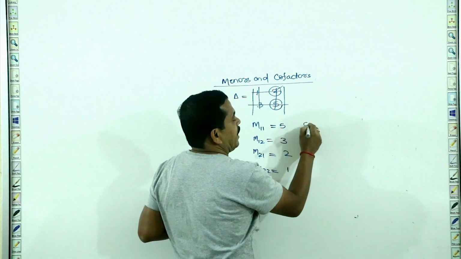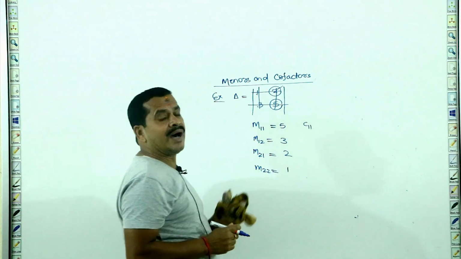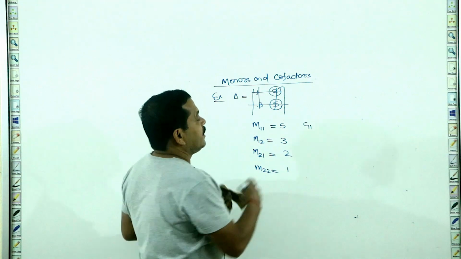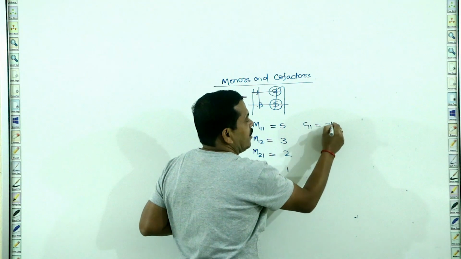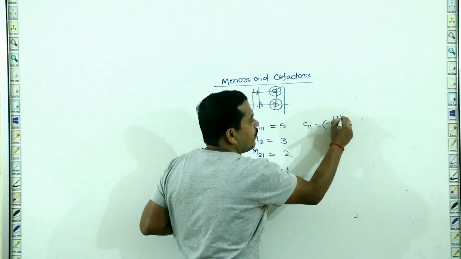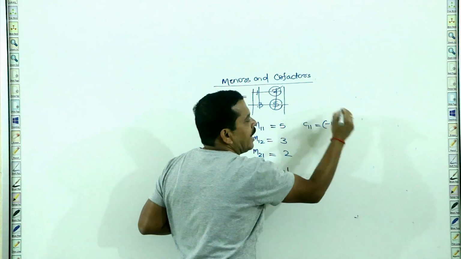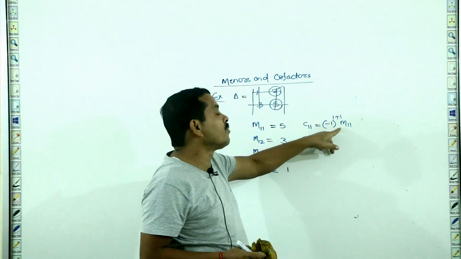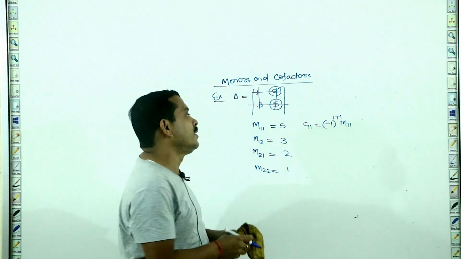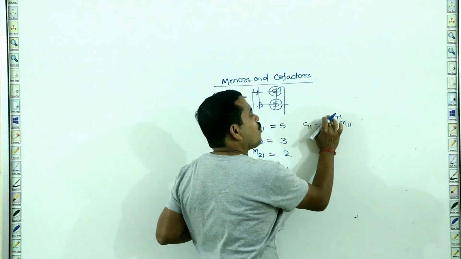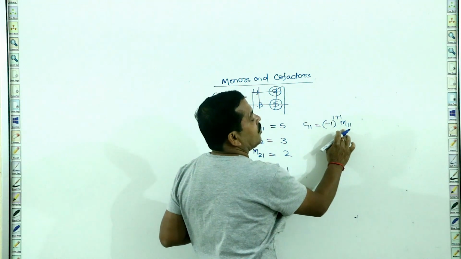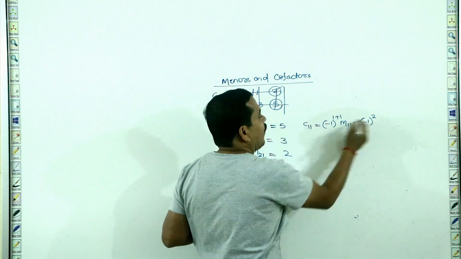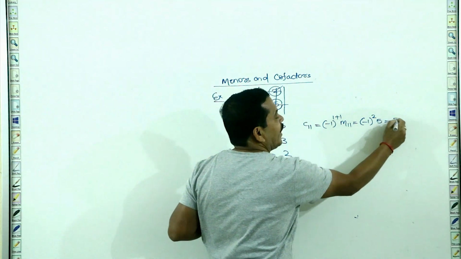Next, cofactor, which we denote as C11, meaning the cofactor of 1. That will be minus 1 to the power row plus column into M11. That is the basic formula to find the cofactor. Minus 1 to the power row plus column into its minor value. That is equal to minus 1 to the power 2 into 5, which is equal to 5.